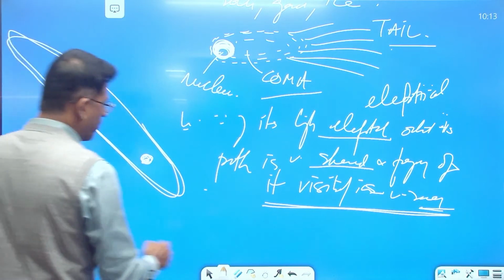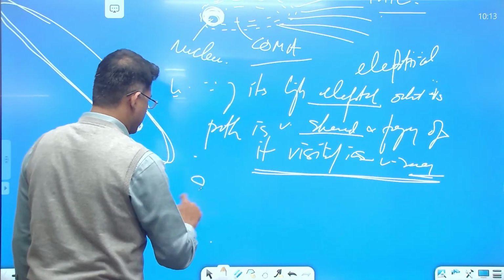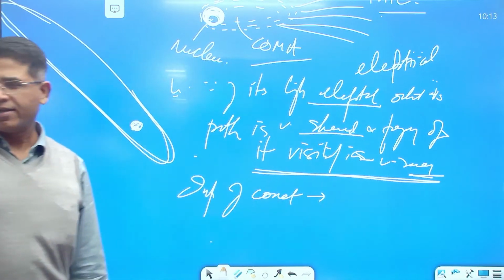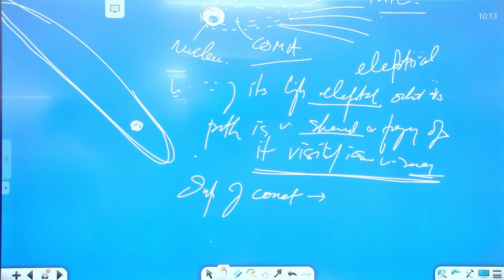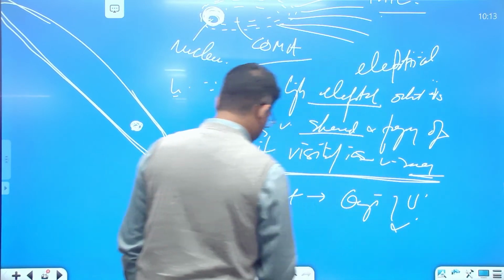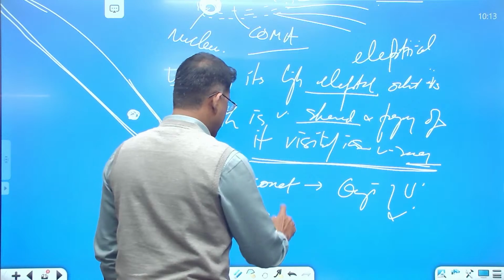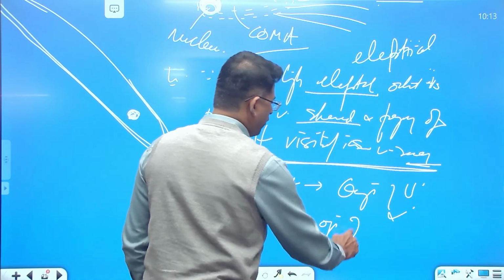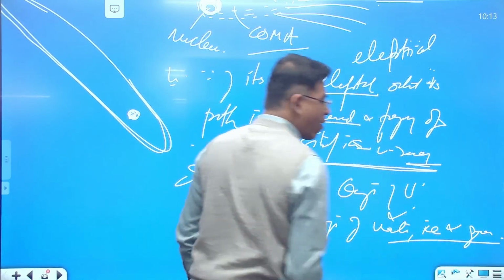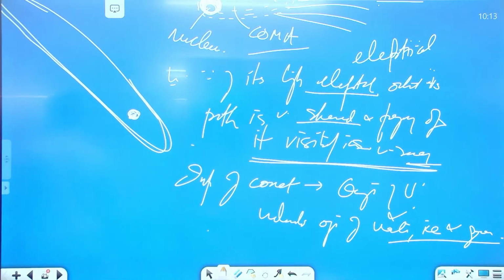And the importance of comets is again understanding the origin of the universe, and to understand the origin of water, ice and gases. Comets have ice. Origin of ice, water and the gases.